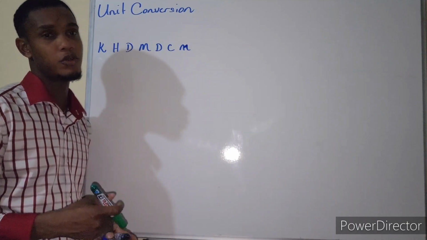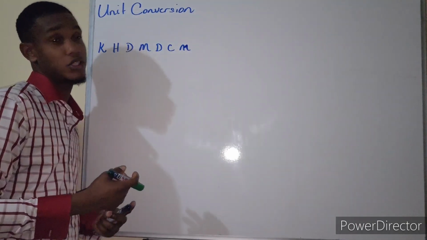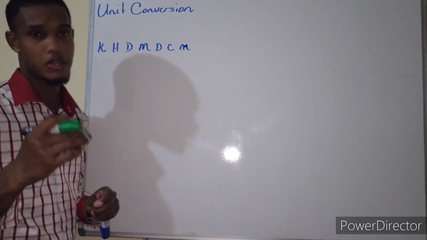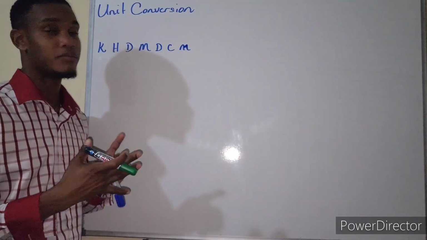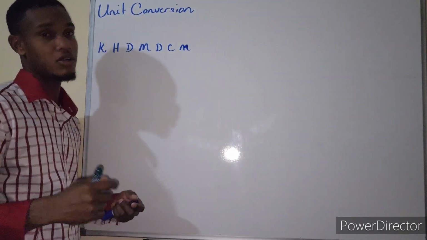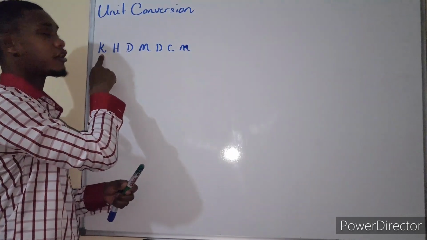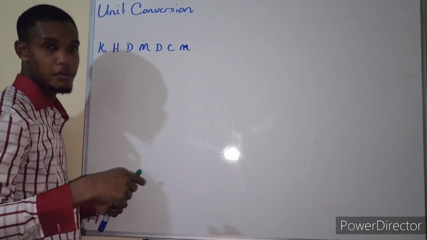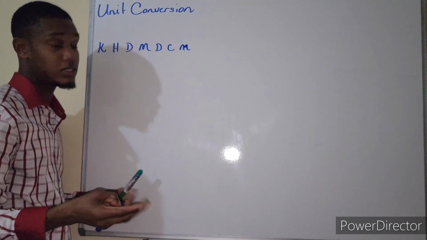For this video, we'll be looking at unit conversion, which is the system of metrics. So we'll be focusing on the metric units, like meters, grams, and liters. Now here are the initials of each unit. K here refers to kilo, so the kilo can be kilogram, kilometer, or kiloliter.